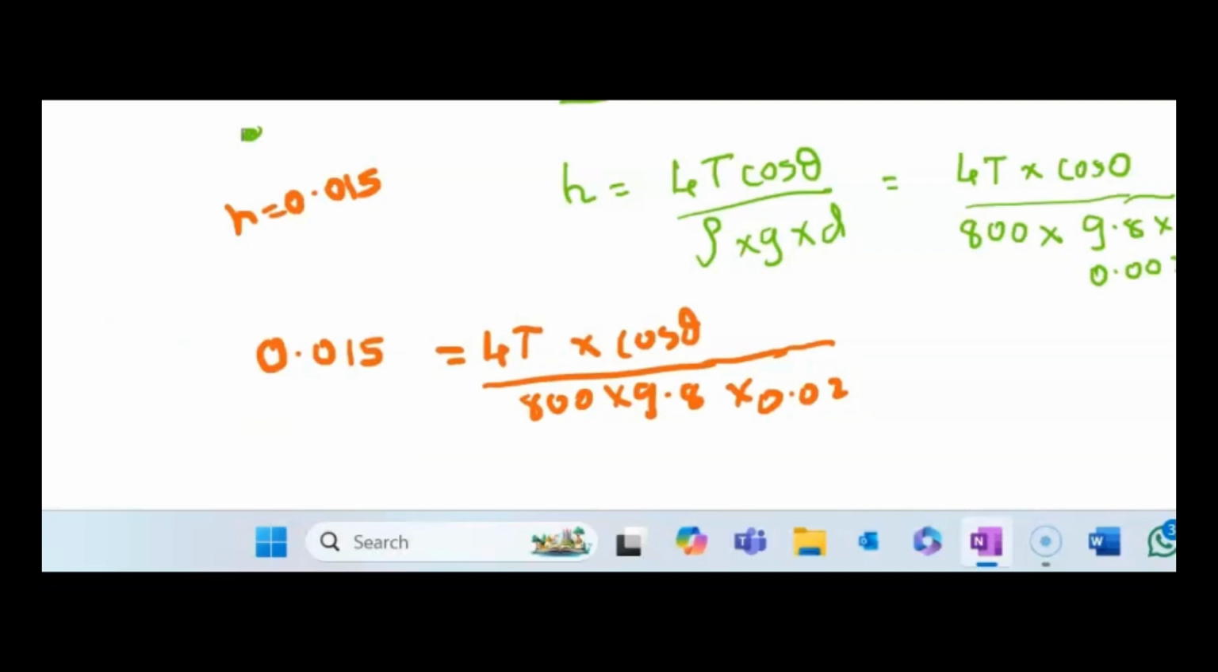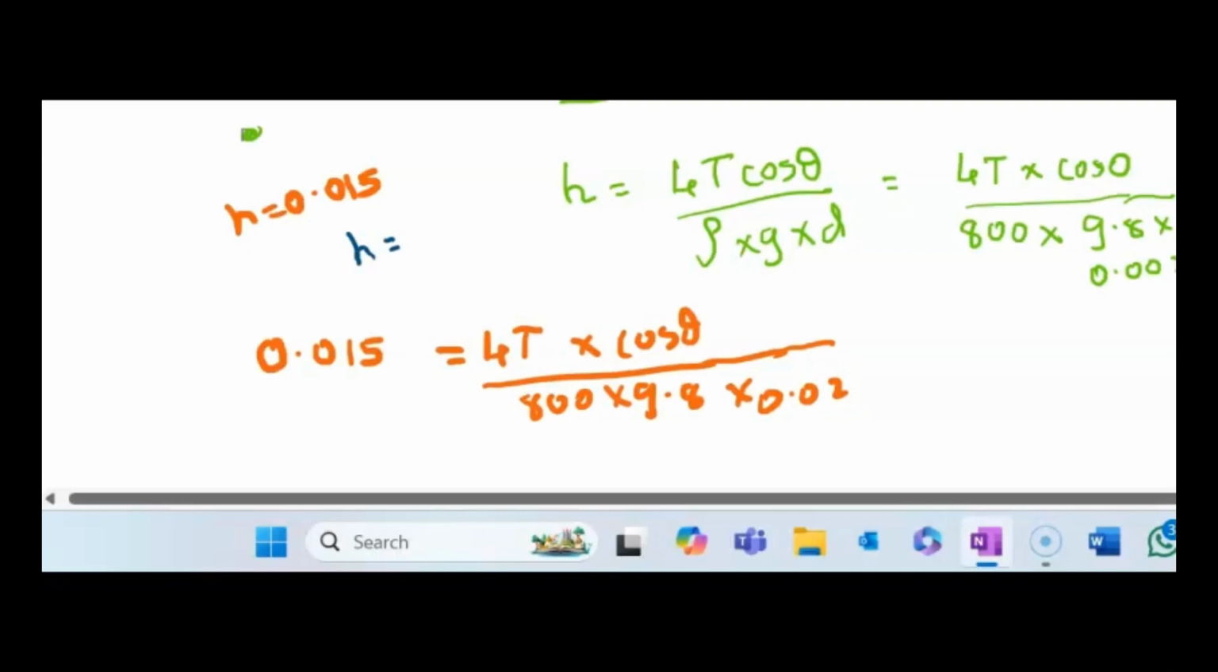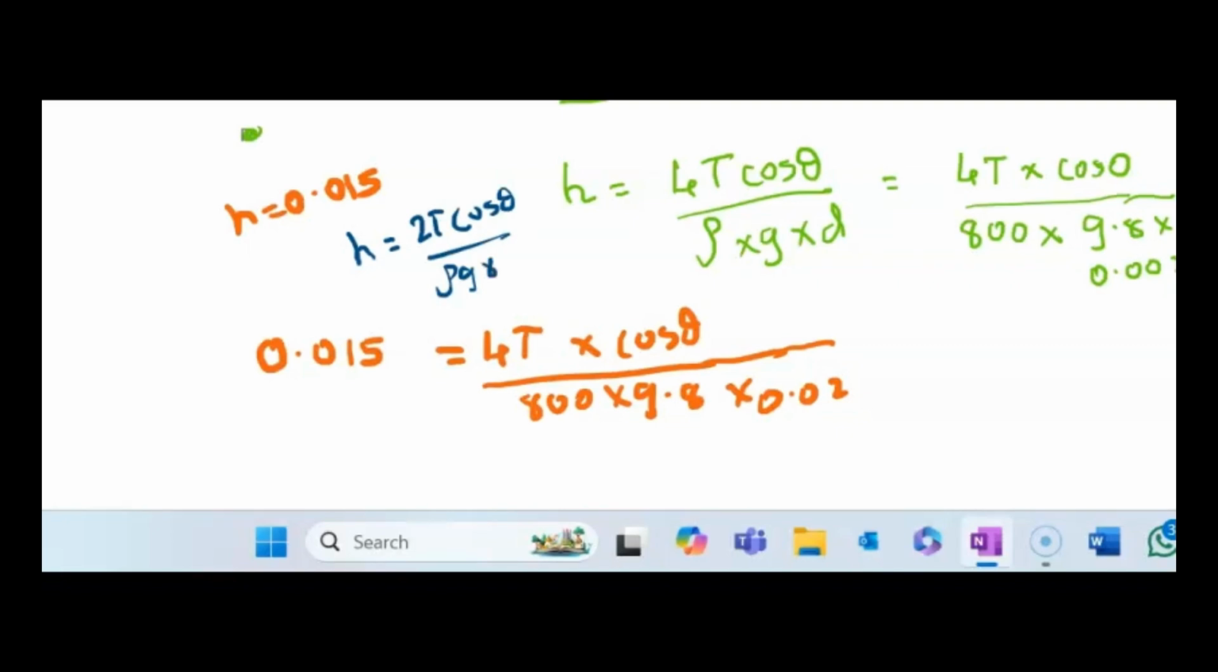The original formula is h equals 2T cos theta upon rho g into r, the radius. In the place of the radius, I'm taking the diameter d. So r is nothing but d upon 2. These two get multiplied and we get 4T cos theta upon rho g d for the height. Got it? So now let's continue with this part.